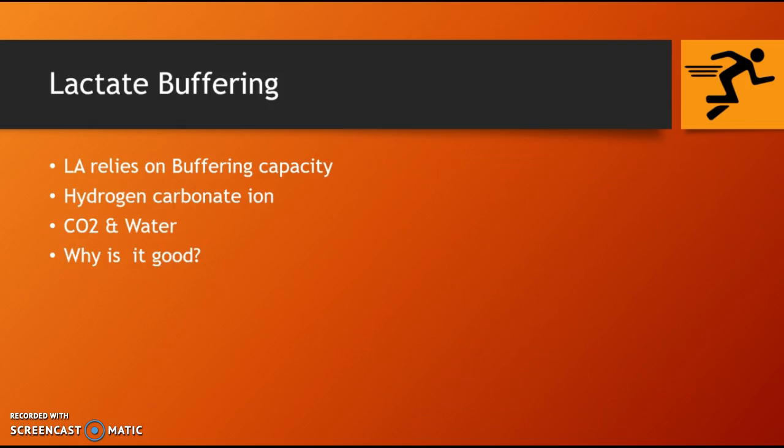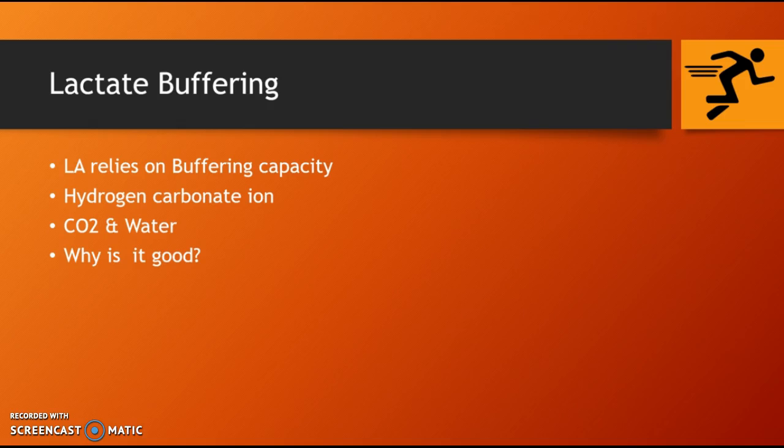So lactate buffering then. Basically, lactate buffering weakens the effect of lactic acid. A lot of athletes use lactate buffering, obviously just to get rid of lactic acid. So lactic acid relies on buffering capacity. Then we have our hydrogen carbonate ions. These basically absorb the lactate and form carbonic acid. As we said earlier, carbonic acid is then separated to form CO2 and water. And these are obviously not very harmful and then disposed of in the lungs.